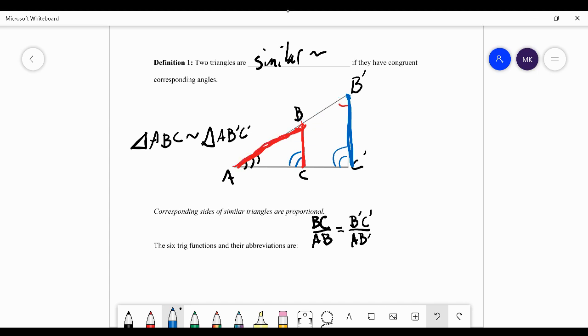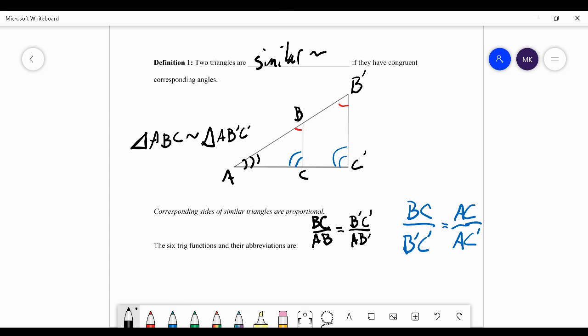And you can even mix the triangles together, and I'll show you that in just a sec. So we could even do something like BC over B prime C prime is the same as AC over A prime C prime. And so it's really cool. These things are really nice and useful for us to be able to do.